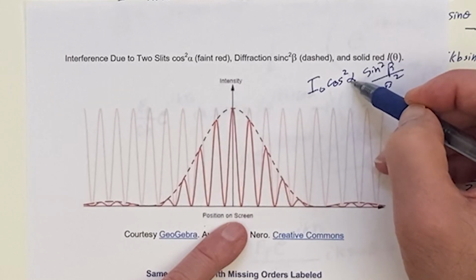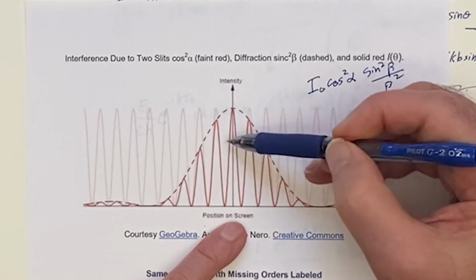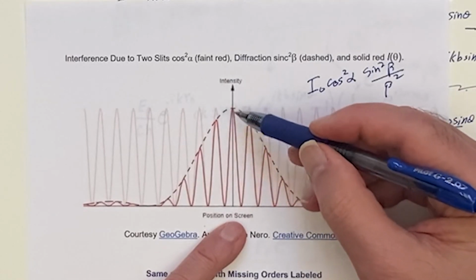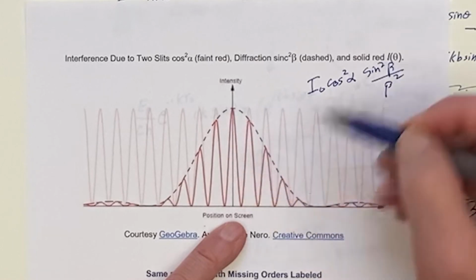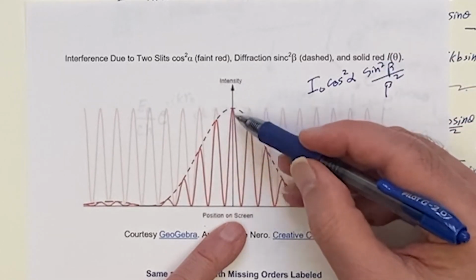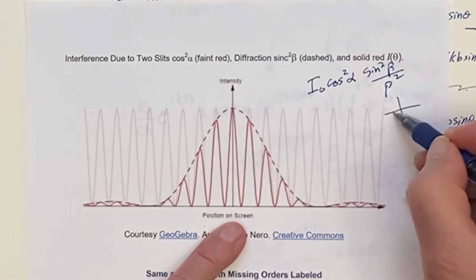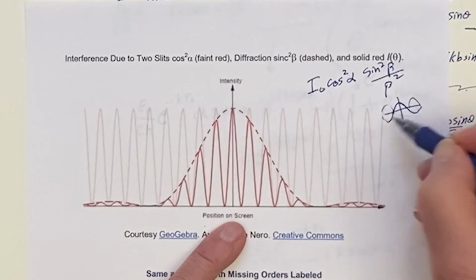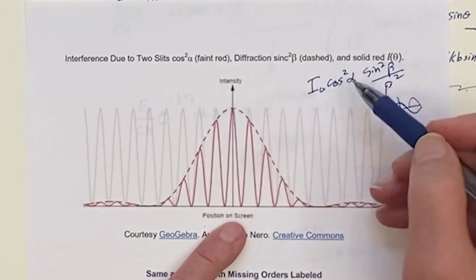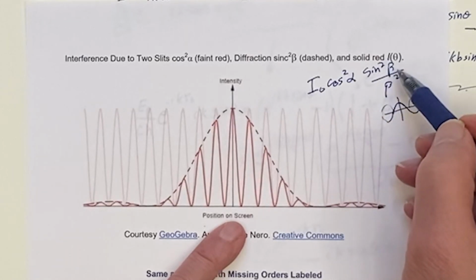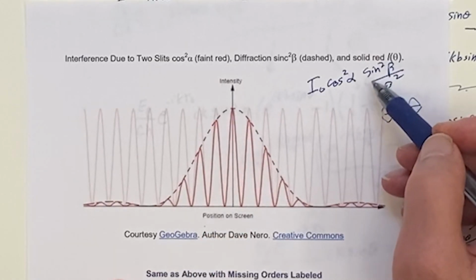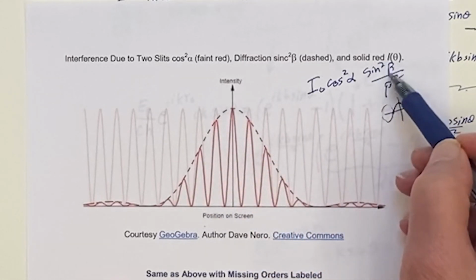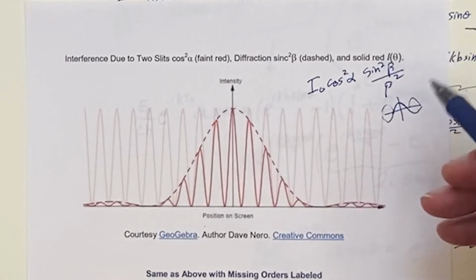Cosine squared alpha, that's going to be this faint one in the back. So you remember cosine is going to be 1 at 0, and then since you're squaring it, everything's above the axis. So there's your cosine. Cosine would do this, but you're basically squaring it. So that comes up, so you have all these peaks up there. Now the sinc squared, that would be the dashed one. I'm going to call that one the diffraction one, since that depends on the individual slits, the B.